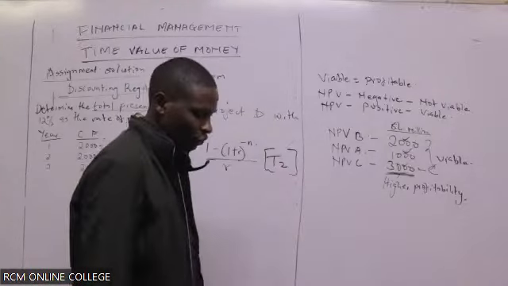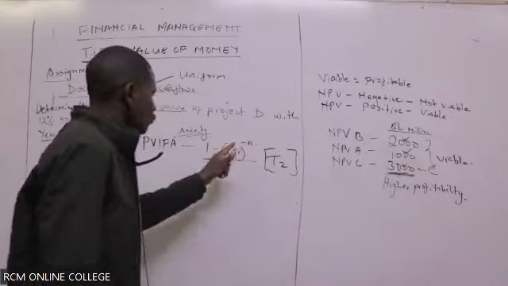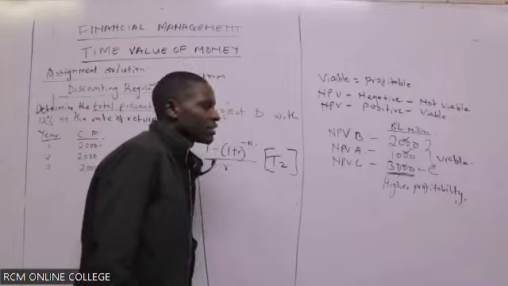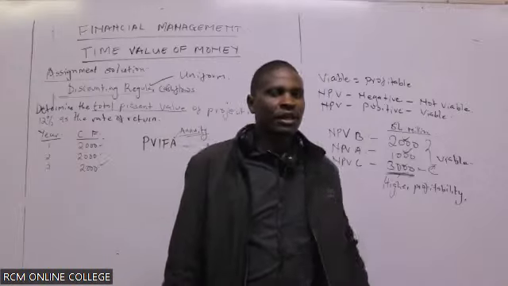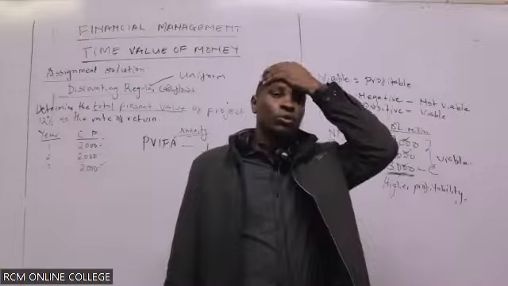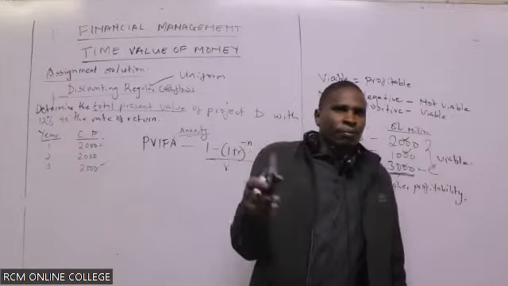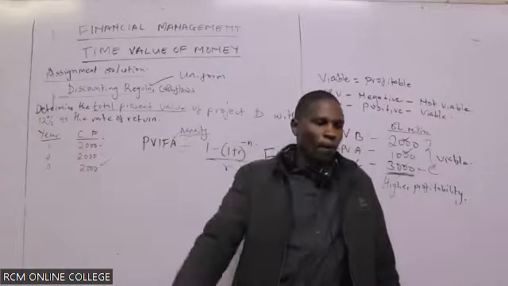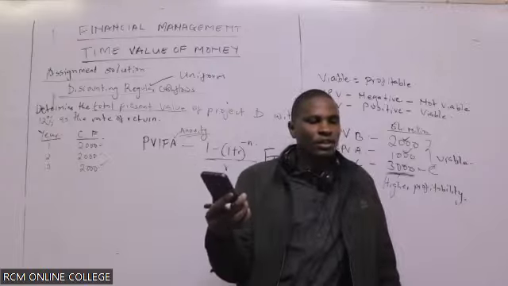For instance, in our question, what is our r? Is n positive or negative? It is raised to negative n. So anytime you are discounting, n is negative. Anytime you are compounding, n is positive. Yes, if you are discounting, n is negative.